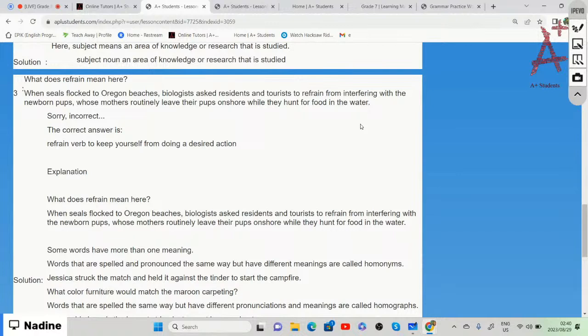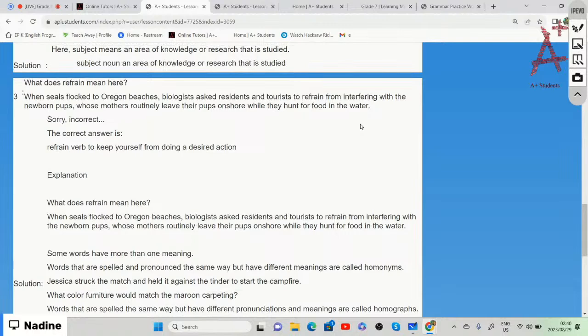And in most cases, if somebody is told to refrain from doing something and you do it, the results are always negative, or most times negative. So refrain in this sense means to keep yourself from doing a desired action.